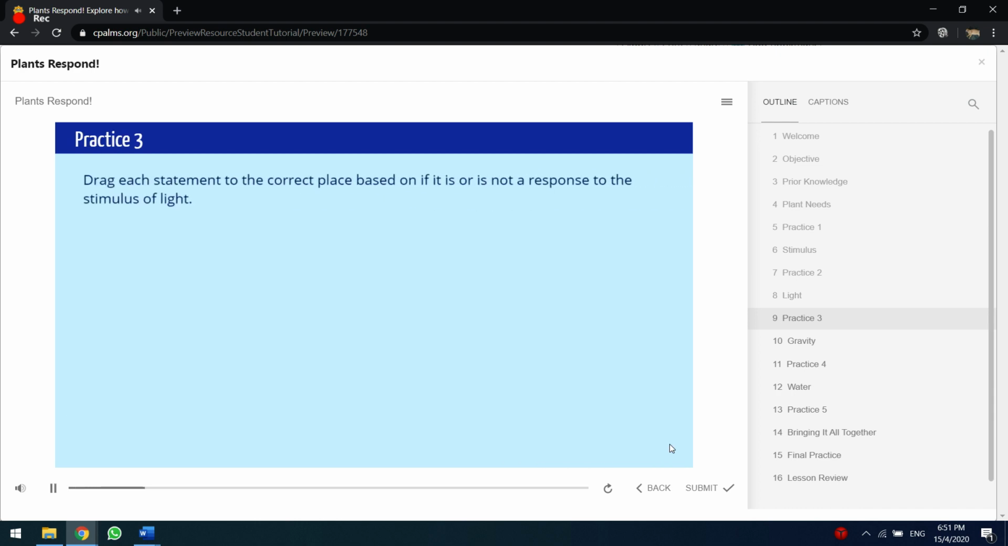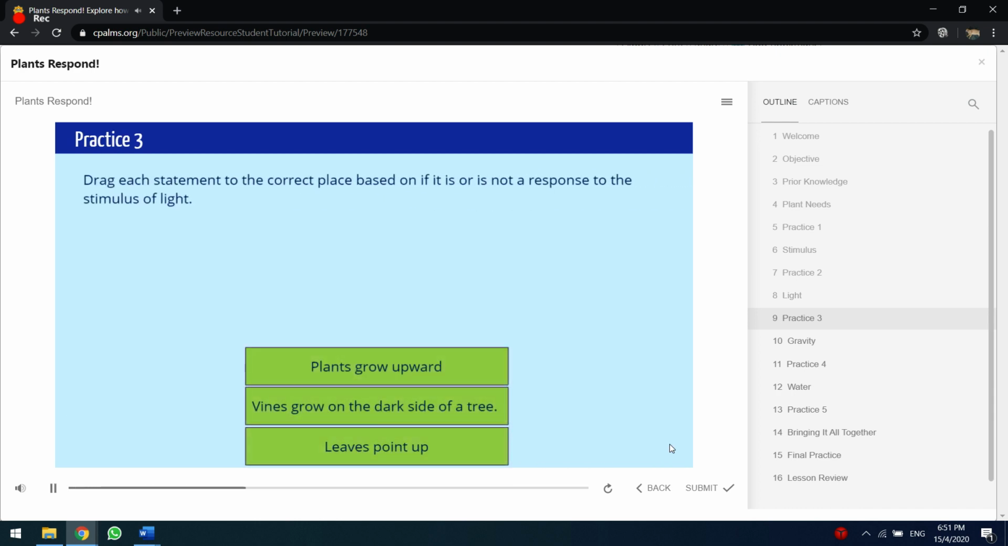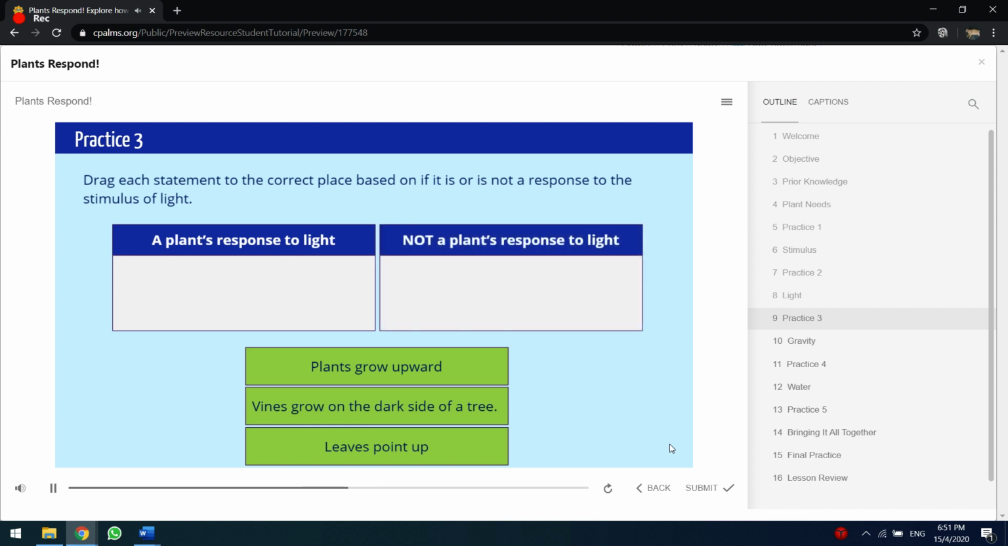Let's practice what we learned. Drag each statement to the correct place based on if it is or is not a response to the stimulus of light. Click Submit when you've completed your answer.